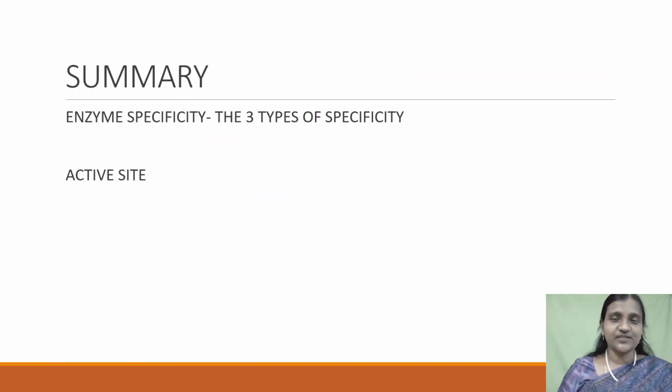Now let us summarize what we have studied. We were studying about enzyme specificity. There are three types of specificity: stereospecificity, reaction specificity, and then substrate specificity. And then we have studied about the active site, because specific binding is because of specific interactions between the enzyme and the substrate at the active site.